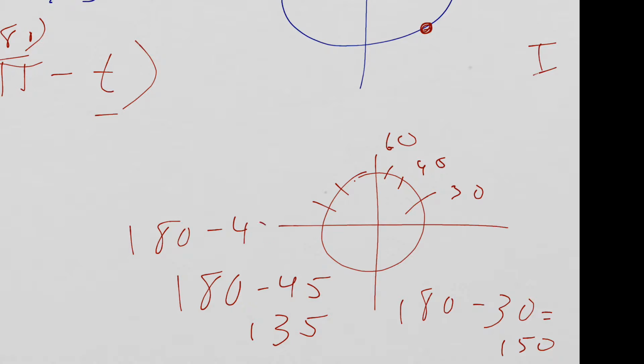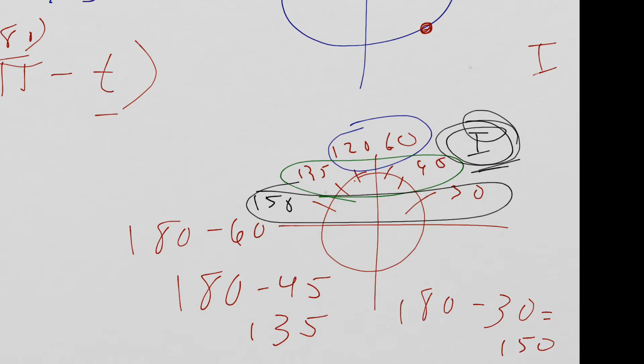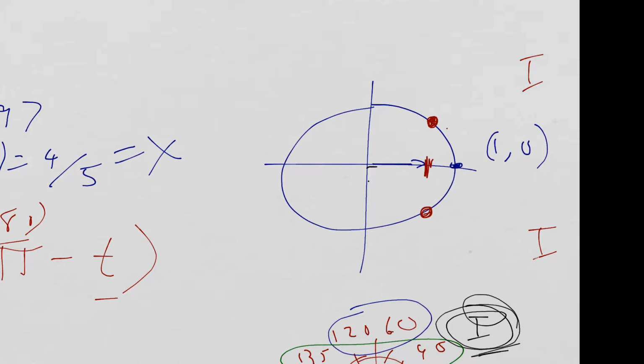180 minus 60 this time. That's 120. That would put me right here. So this is 120. These two are supplements. This is 135. These two are supplements. This is 150. These two are supplements. So what do you notice about supplements of cosine of angles in the first quadrant? The x value goes from positive to negative.